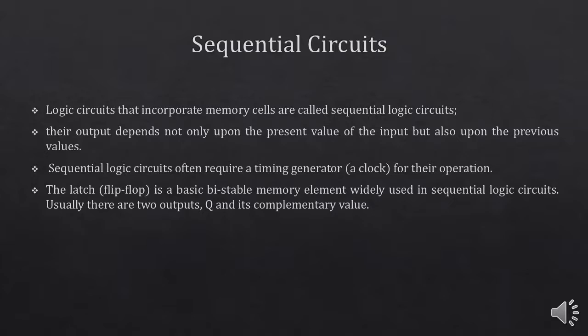Now let's study the sequential circuit. Logic circuits that incorporate memory cells are called sequential logic circuits. Their output depends not only on the present value of the input but also on the previous values. Sequential logic circuits often require a timing generator for their operation. The timing generator is basically a clock, and the clock is a square wave.